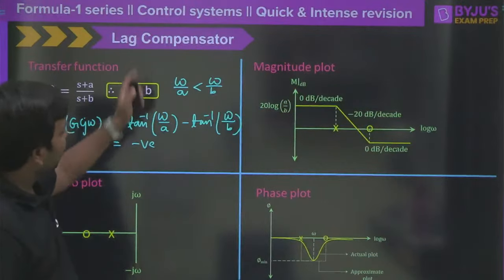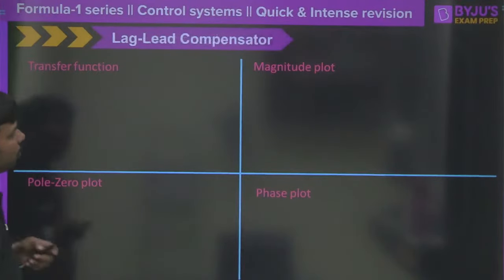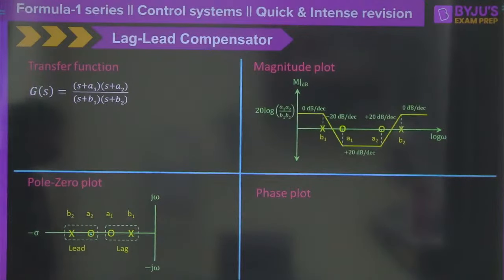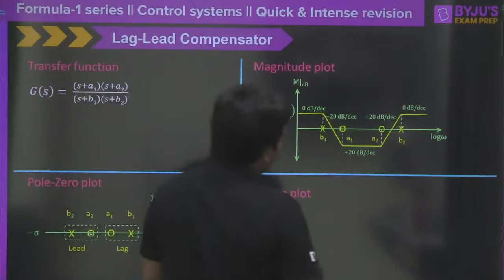And apart from the lead and lag compensator, we have one more, that is the lag-lead compensator. Clear? So lag-lead means we will be seeing both lag as well as lead. Lag starts with the pole and then zero, followed by the lead, which has the zero and then the pole. Clear? So now, what will be the way the magnitude plot looks like?